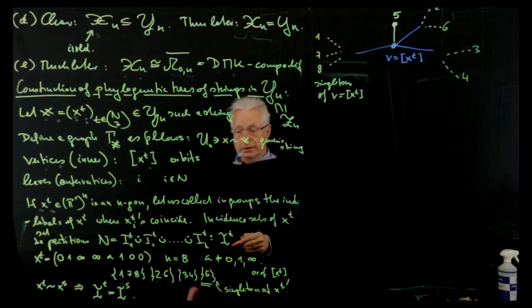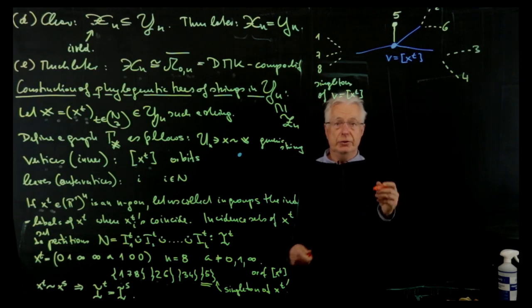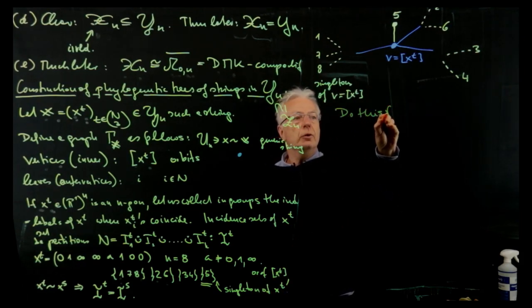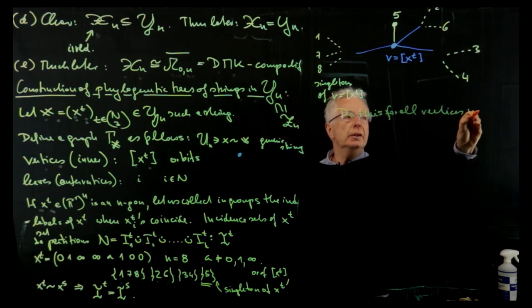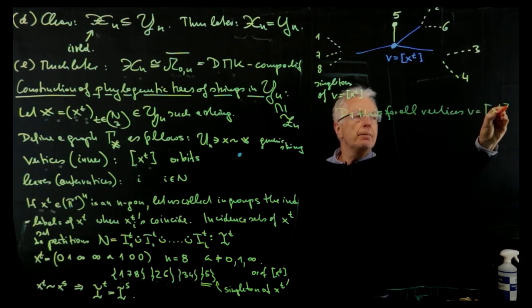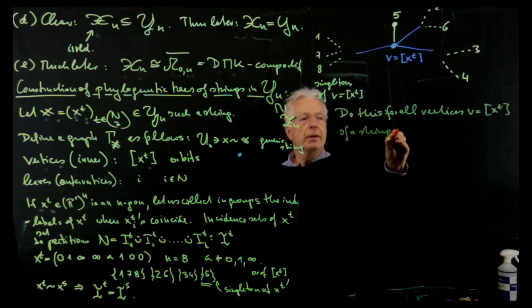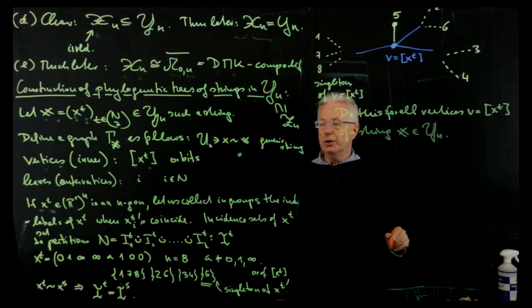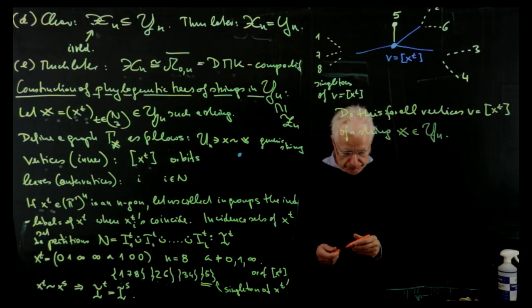And this kind of graphic can be done for all vertices V equals XT of a string X and Y. And we don't need the cross ratios at the moment. We will need them later. Okay. So that's the first thing we do.